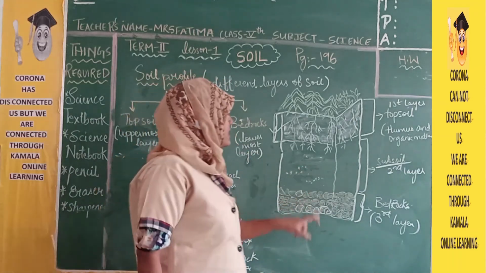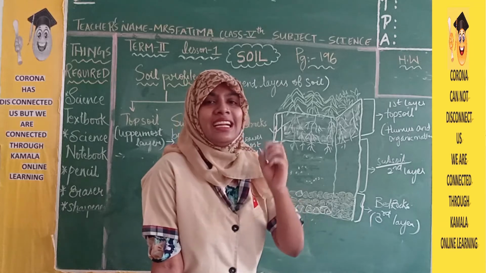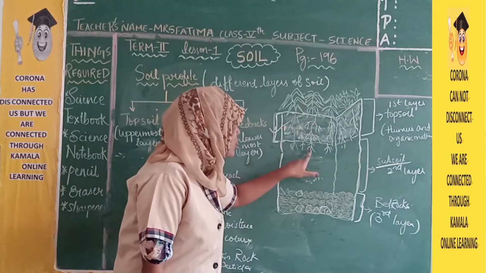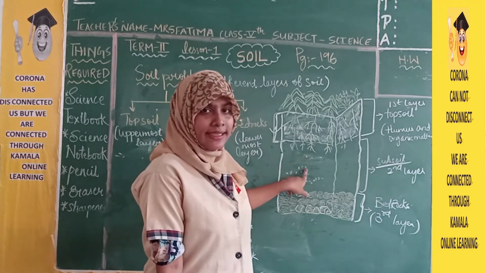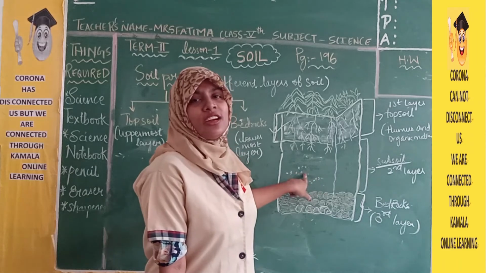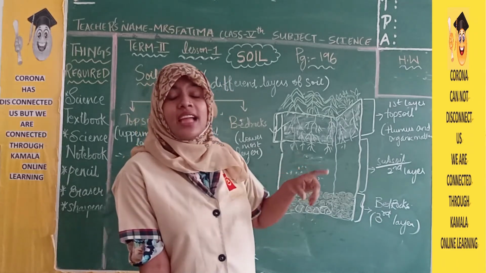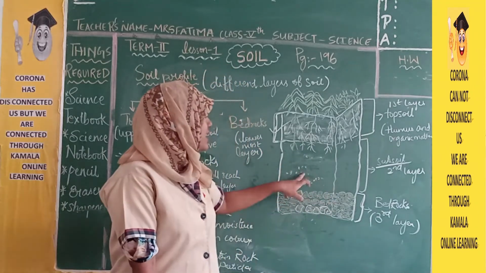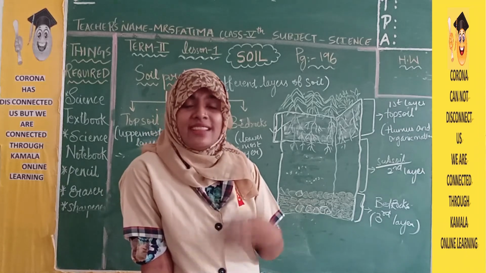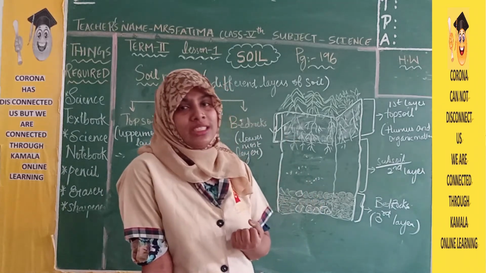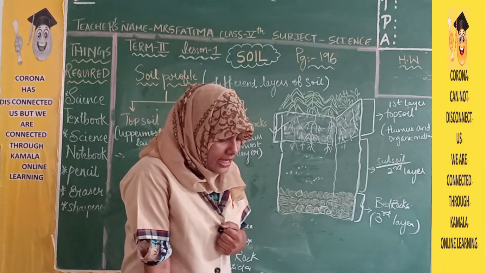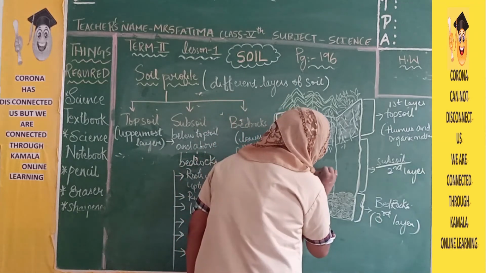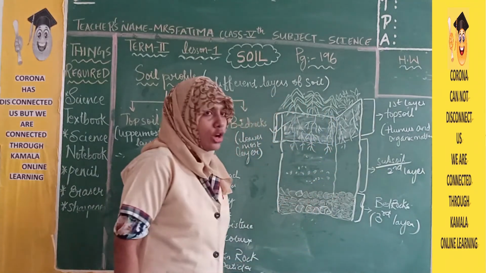Second, subsoil. Subsoil is light in color. The roots of the plant reach till subsoil. It is less fertile, but it has more moisture, because this layer is rich in clay. So that's why this layer has more moisture. And what else? It contains rock particles. Can you see small rock particles, children? This layer contains small rock particles.